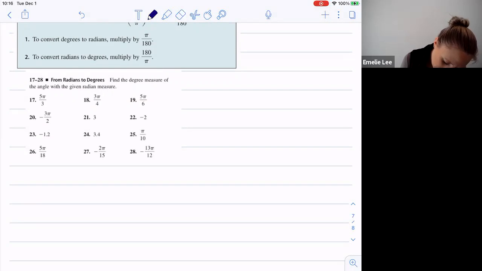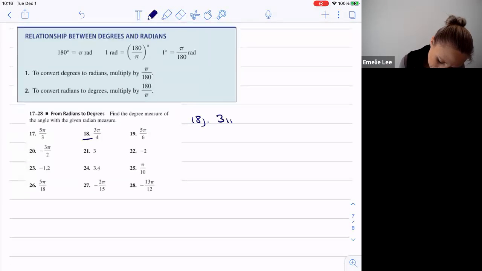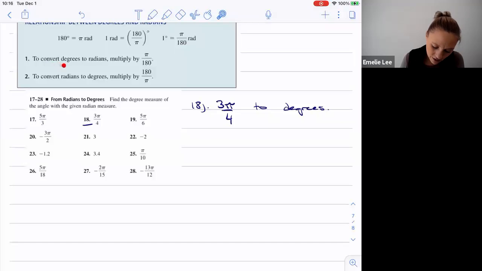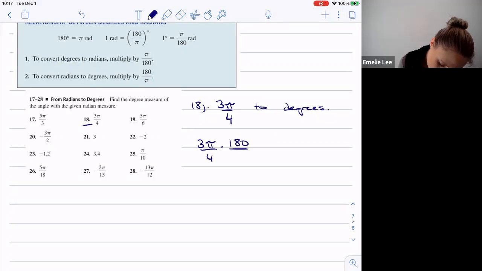Let's do 18 first. So we've got 3 pi over 4, which we want to convert to degrees. To convert degrees to radians, that's not what we want. To convert radians to degrees, multiply by 180 over pi. And so we have 3 pi over 4 multiplied by 180 over pi.